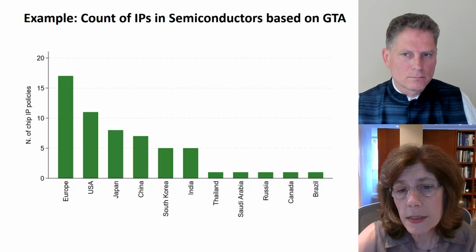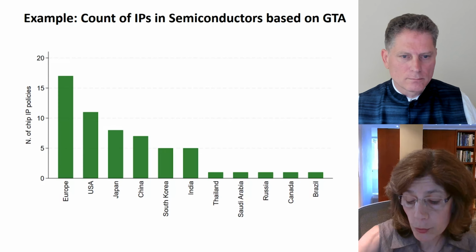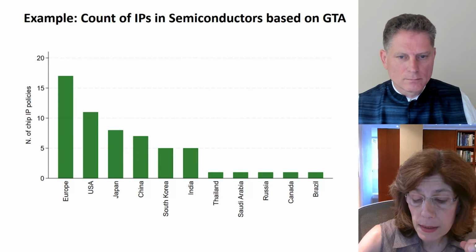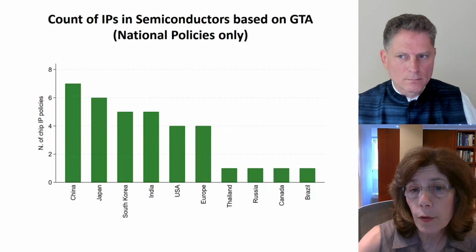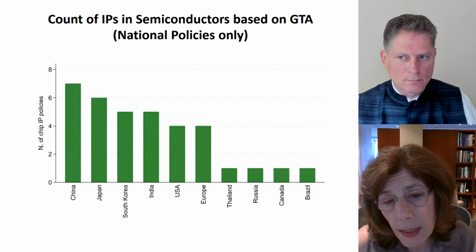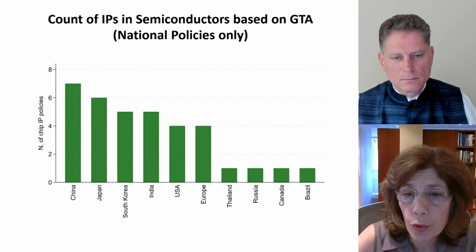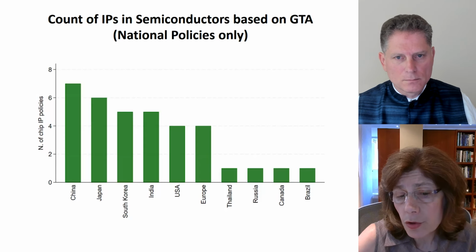So the first one is that China, if you look at this measure that includes subsidies to firms, does not appear to be the top country in providing subsidies. You get a different picture if you look at national policies only. So the previous picture included firm-level policies. If you look at national policies only, then China comes first as the country that has enacted the most policies in order to support the industry of semiconductors. Another thing that's quite striking in this picture.